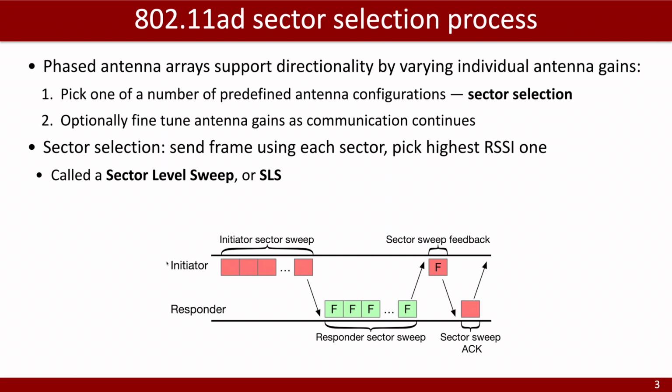Sector selection is done by performing a sector-level sweep, or SLS, which involves two nodes and operates as follows. The initiator node begins by sending a frame using each of the sectors available, while the responder listens in omnidirectional mode. Then it's the responder's turn to send the initiator a frame using each of its possible sectors. These frames will carry feedback for the initiator in the form of the ID of the sector that yielded the strongest signal at the responder. That will be the sector that the initiator uses from then on.